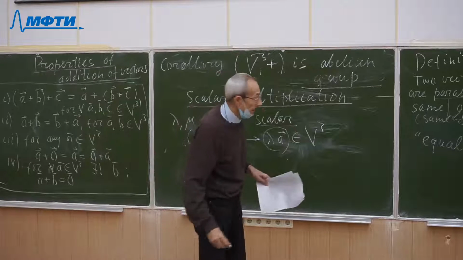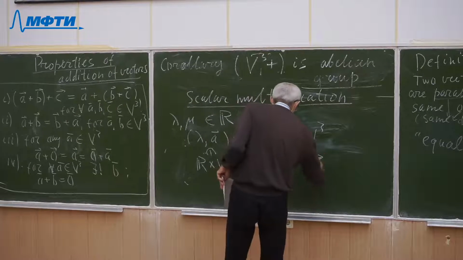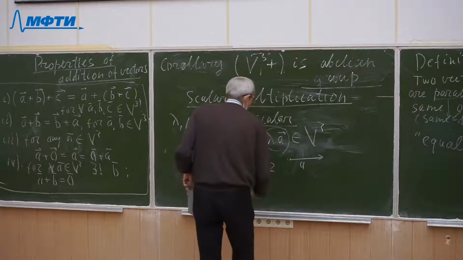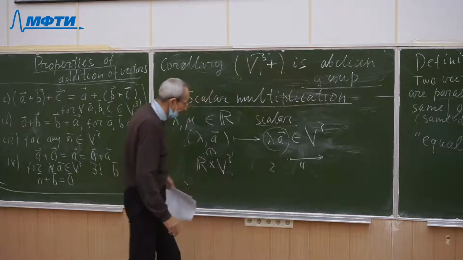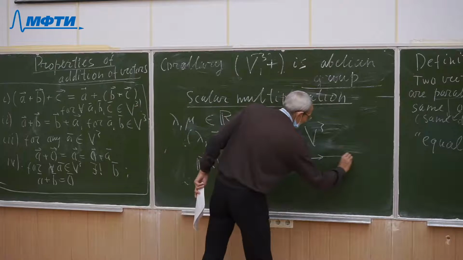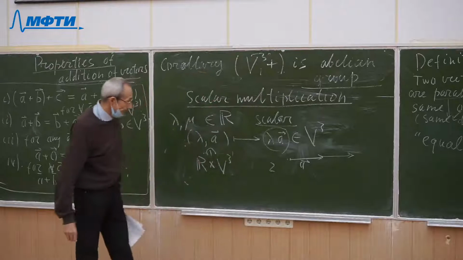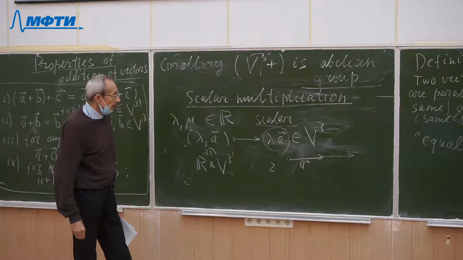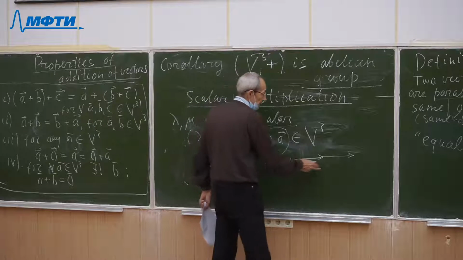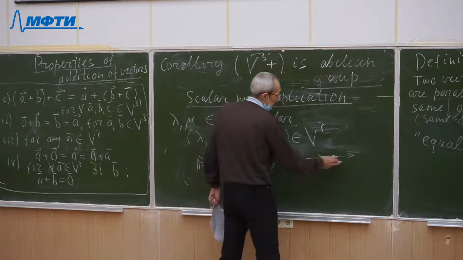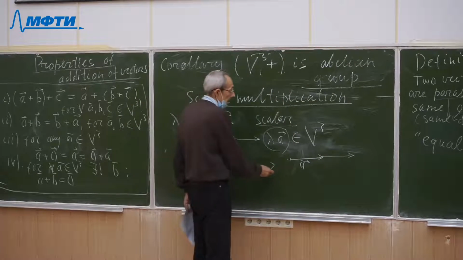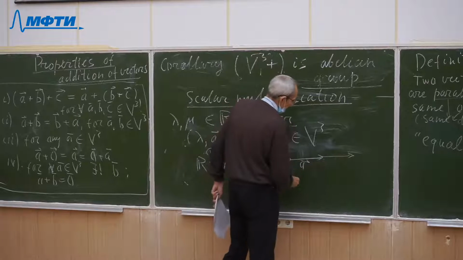For example, if we have some vector A and lambda equal to 2, the product of 2 and A is a vector which is parallel to vector A, has the same direction and twice the length in comparison with the length of A.